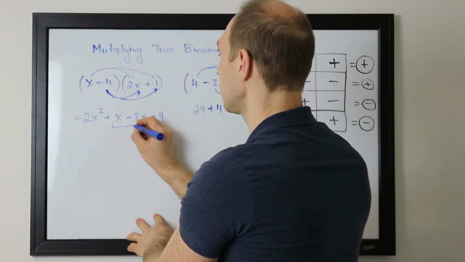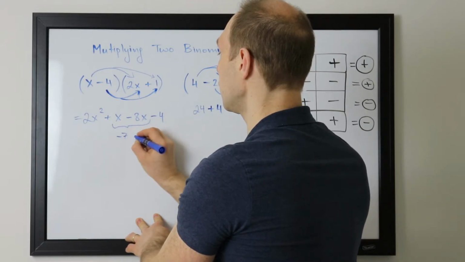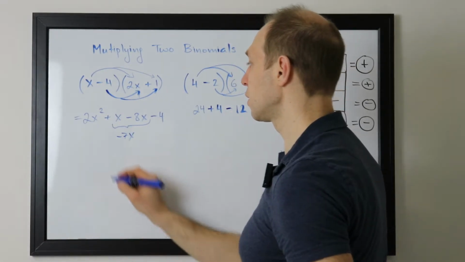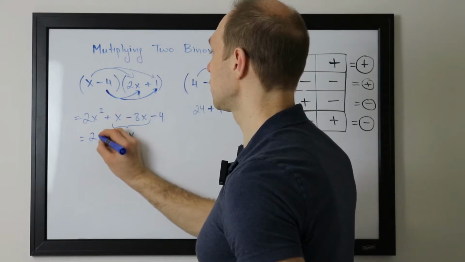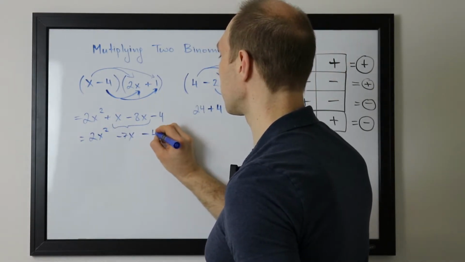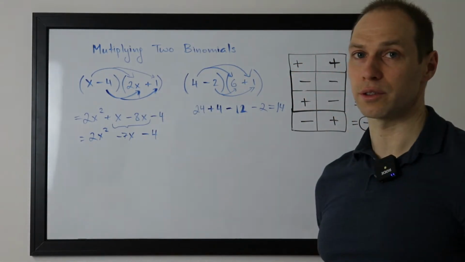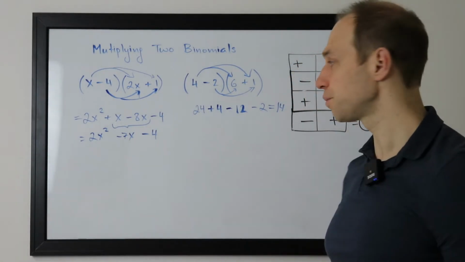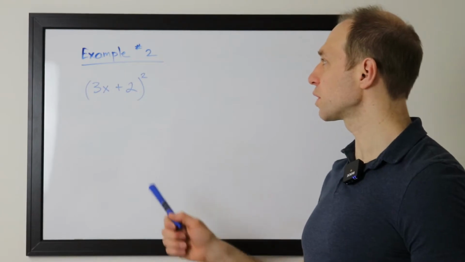So this part will be equal to negative 7x. So our solution is 2x squared minus 7x minus 4 is the answer. That's it. Okay, let's look at the following example.